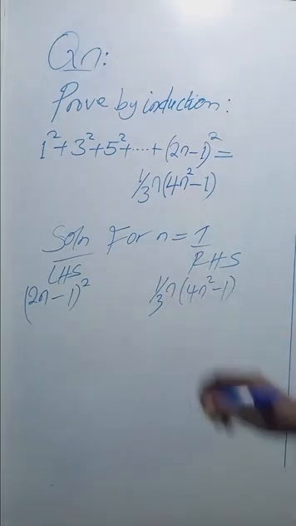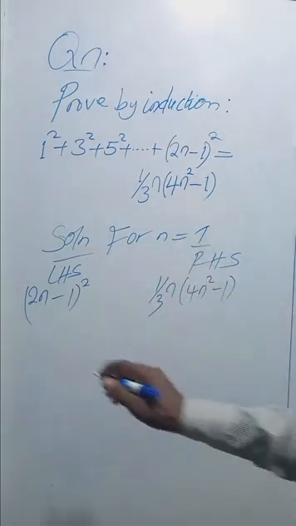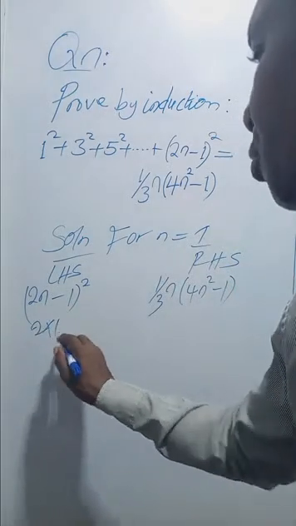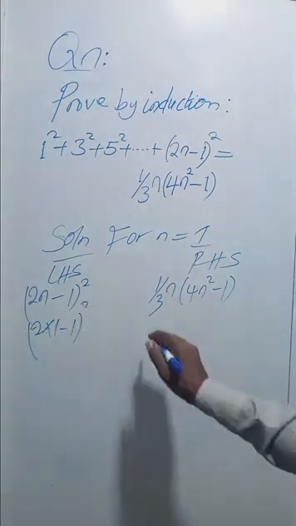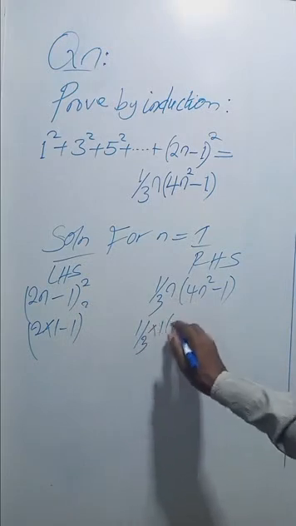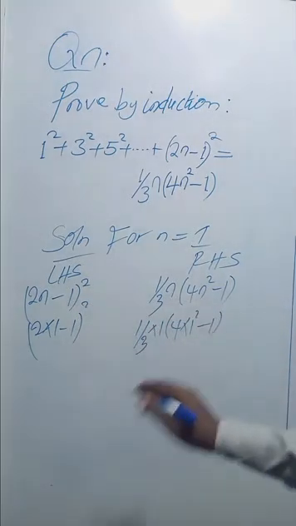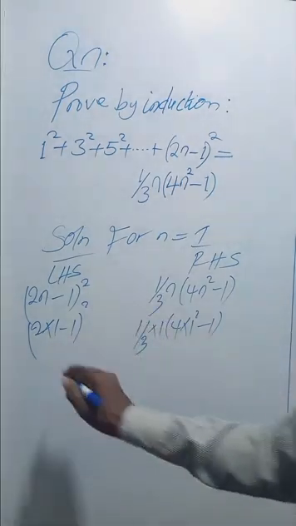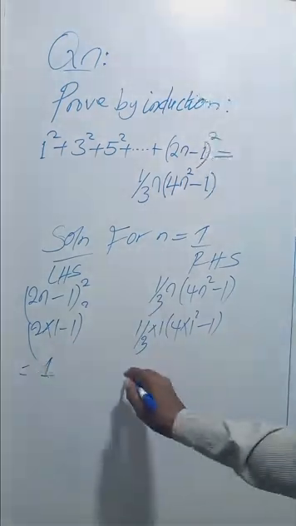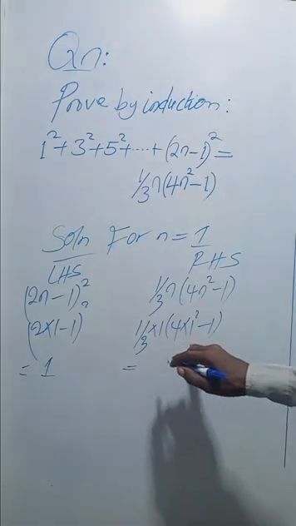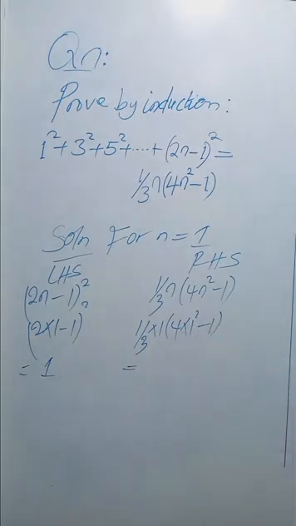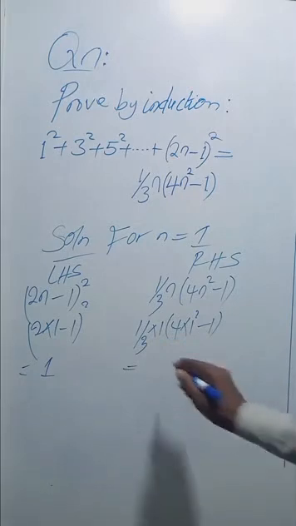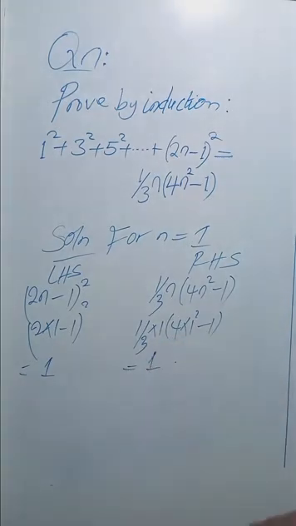So what do we do here? We substitute for n equals 1. So here we shall have (2 times 1 minus 1) squared. On the right hand side we shall have 1 over 3 times 1, then (4 times 1 squared minus 1). So 2 times 1 is 2, 2 minus 1 is 1, and 1 raised to power 2 gives us 1. And on this side we have 4 times 1 squared, that is 4, 4 minus 1 is 3, 3 times 1 over 3 also gives us 1. So we have done the first part: we're supposed to prove for n equals 1.